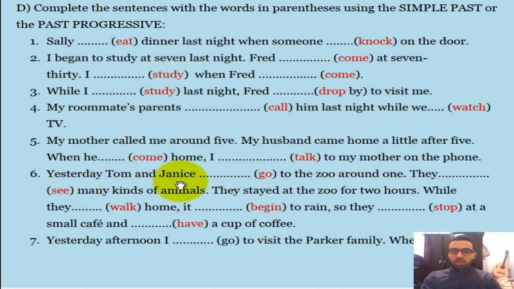Yesterday, Tom and Janice go to the zoo around 1. They see many kinds of animals. They stayed at the zoo for 2 hours. While they walk home, it began to rain. So they stop at a small coffee and have a cup of coffee.